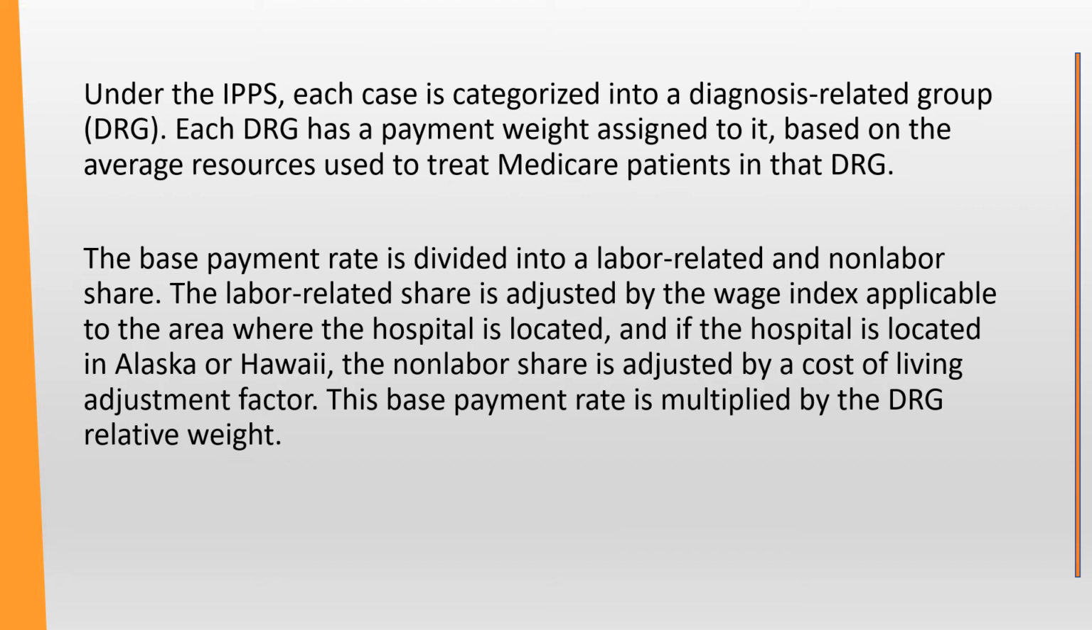Under the Inpatient Prospective Payment System, or IPPS, each case is categorized into a diagnosis-related group, or DRG. Each DRG has a payment weight assigned to it based on the average resources used to treat Medicare patients in that DRG. The base payment rate is divided into a labor-related and non-labor share. The labor-related share is adjusted by the wage index applicable to the area where the hospital is located, and if the hospital is located in Alaska or Hawaii, the non-labor share is adjusted by a cost of living adjustment factor. This base payment rate is multiplied by the DRG relative weight.